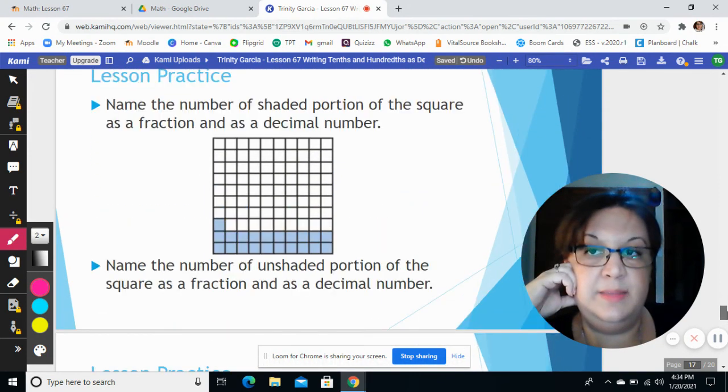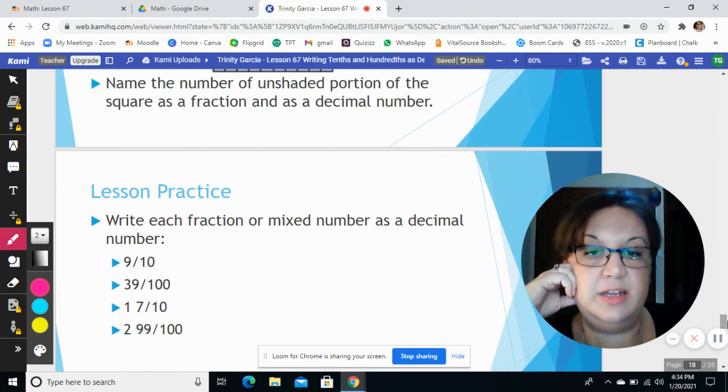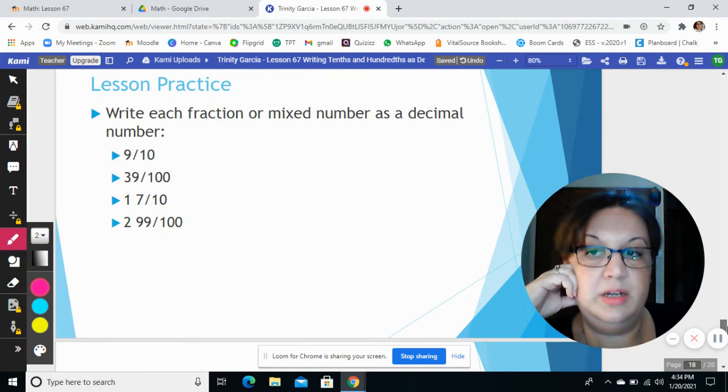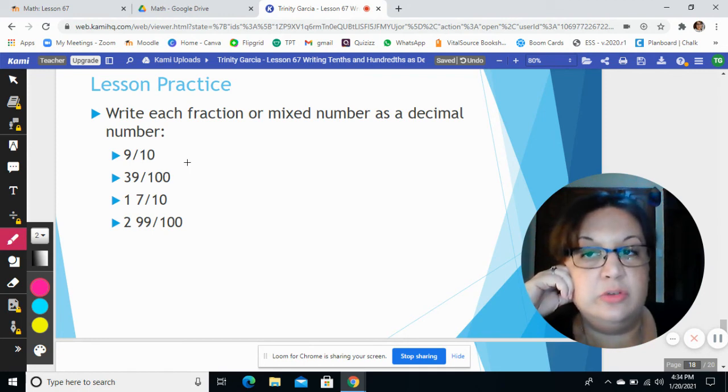Again, it's the same thing here. So we're just going to move on because I think you guys have got it. Now, this last part, write each fraction or mixed number as a decimal number. Okay, go ahead and do that in your book. I will do the first two with you, and then you'll do the bottom two.